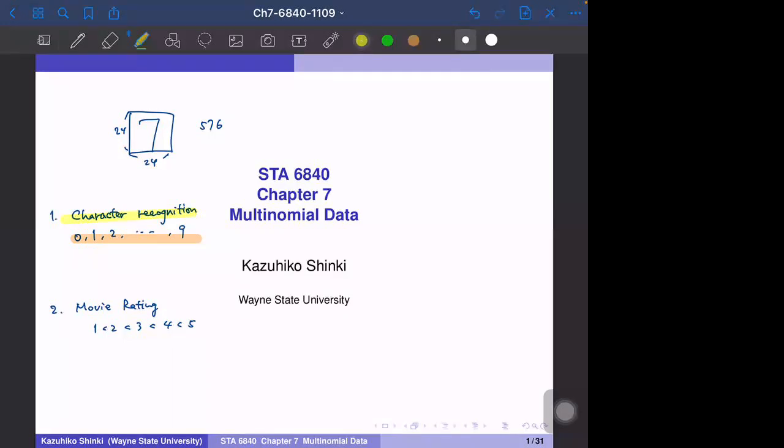Another example is the movie rating data. Based on some basic information about movies, such as the length, the main actor, the genre or some other things, the customer rates that movie from 1 to 5. In this case, these 1 to 5 are ordered. So 5 is better than 4, and 4 is better than 3, and so on. So this is ordered data. We think about this kind of categorization problems.